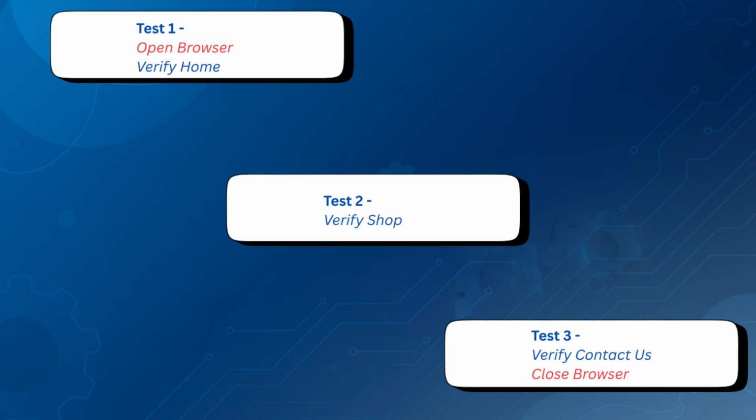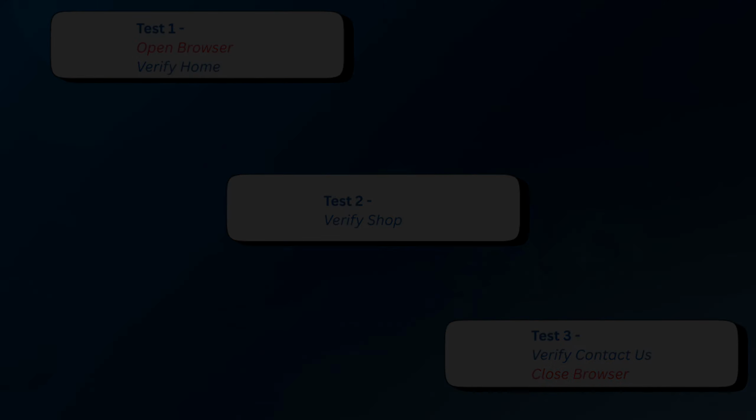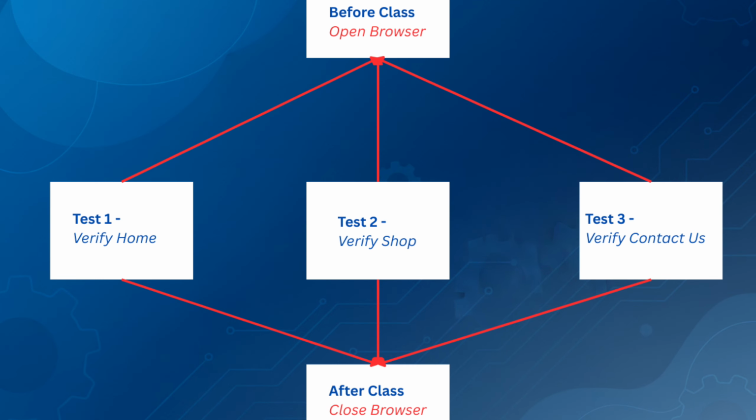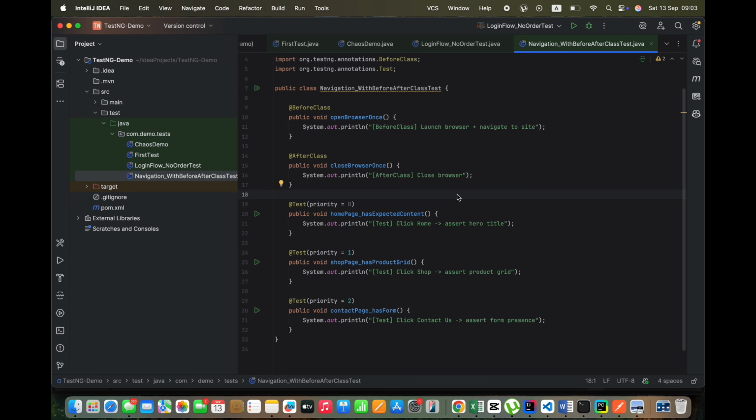Instead, I want a way to open the browser one time for the whole class and close it one time at the end, no matter whether I run one test or all of them. And that's exactly where annotations like @BeforeClass and @AfterClass come into play. With @BeforeClass, the browser opens once before any test runs. With @AfterClass, it closes after all tests finish. That way, the Home, Shop, and Contact Us tests can run independently and still share setup and teardown efficiently. Let me quickly showcase it.